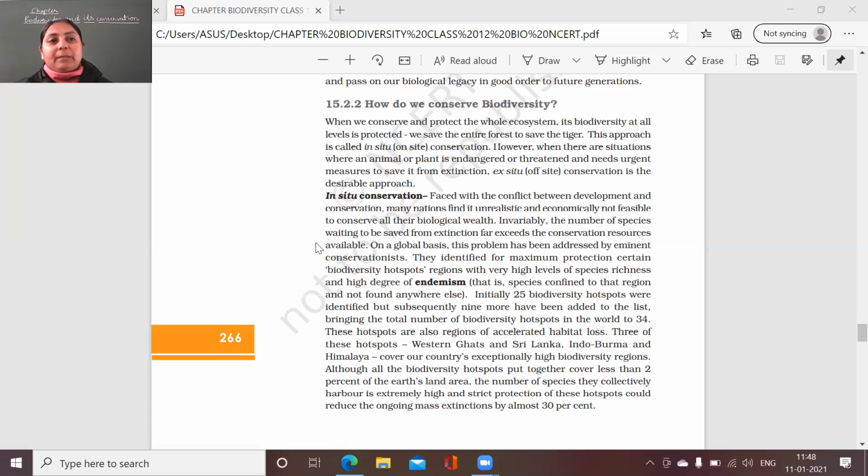But this problem is a major problem for the developing nations. They have a limited amount of funds to conserve the whole habitat of the animals. They demand high funds and they are not able to satisfy this need.